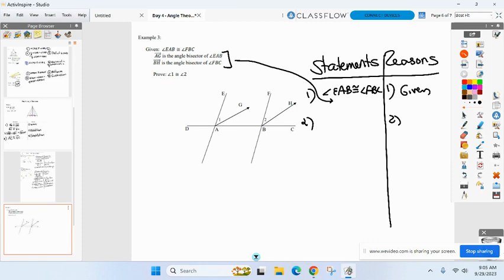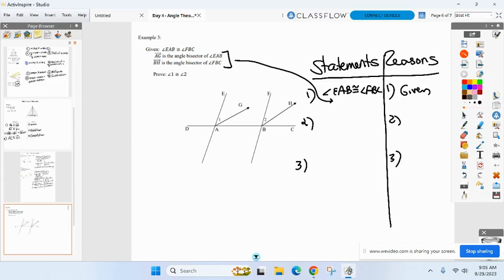Okay, halves of equal quantities. Nothing else should be showing up in your proof. We had a few people end with substitution. The proof is done. This right here, 1 congruent to 2, is going to be because halves of equal quantities are equal.